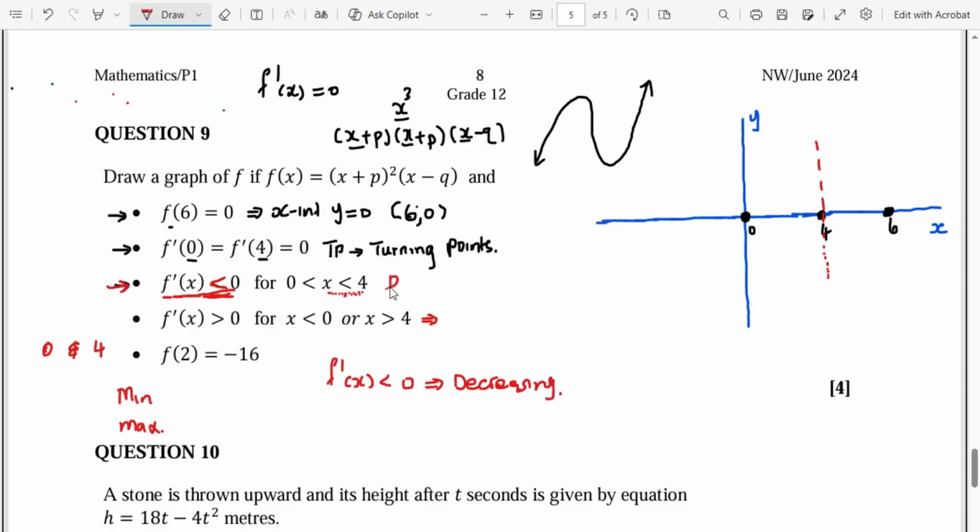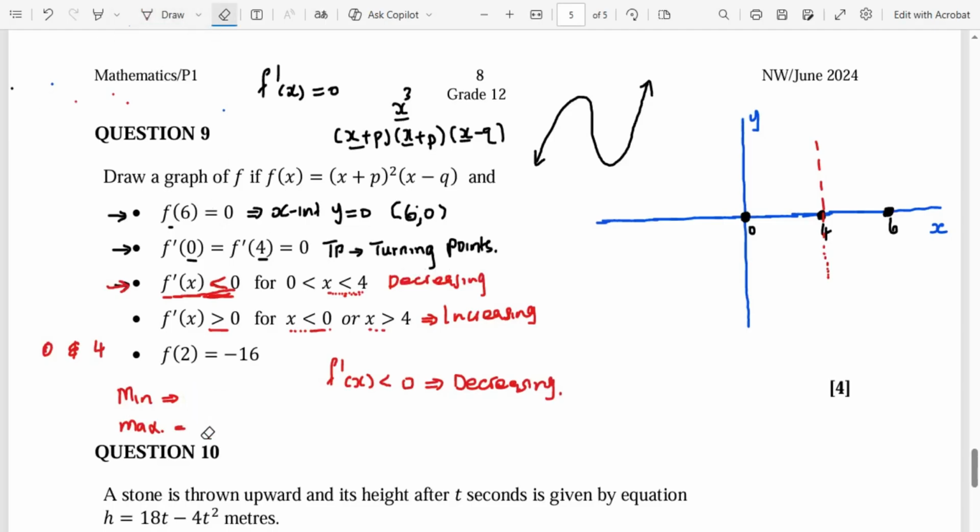In this interval the graph is decreasing, and where f prime is greater than 0, it's increasing. It's increasing if x is less than 0 and if x is greater than 4. So the minimum will be at 0 and the max will be at 4. What am I saying? This is not right. Let's fix that. The max is the one that will be at 0 and the minimum at 4.